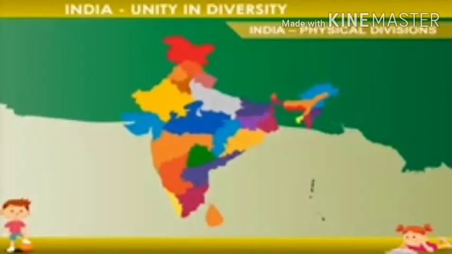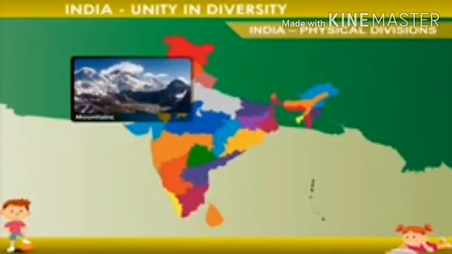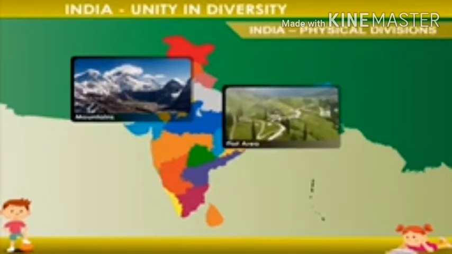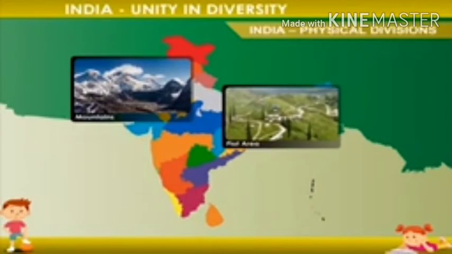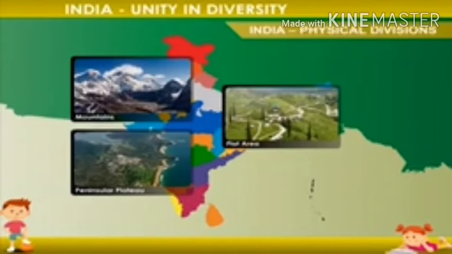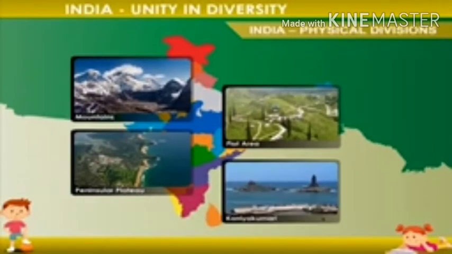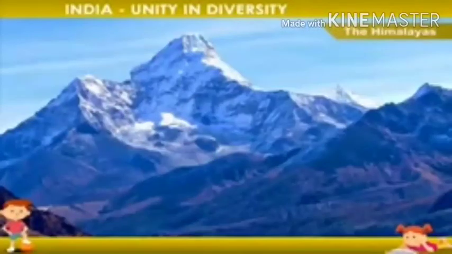There are very high and long mountain ranges present in the north and northeastern part of our country. These are the Himalayas, the pride of India. A large flat area is there to the south of the Himalayas. These are the northern plains. The peninsular plateau is situated towards the south of the northern plain and extends down to Kanyakumari, the southern tip of India.